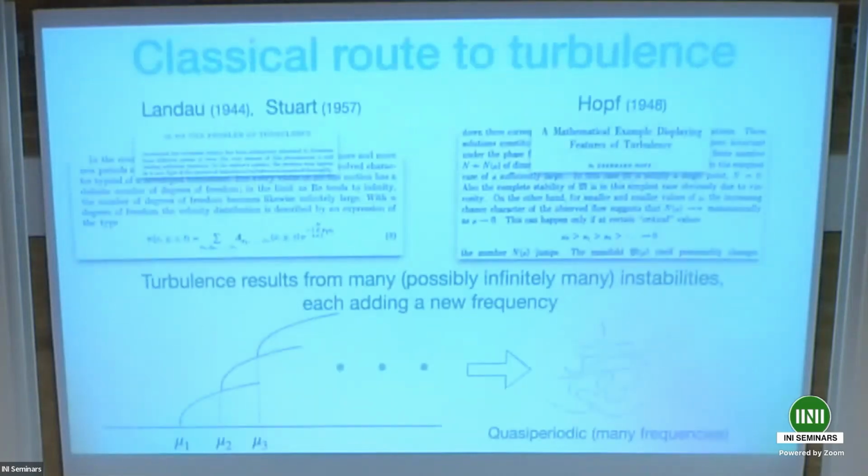And I thought I would put this in for historical context, and maybe for some of the younger people so that they recall some of these things, or if they haven't learned it. So these ideas date back to Landau, a famous paper in 1944, and Stewart, who did the kind of rigorous analysis of the Navier-Stokes in terms of bifurcations. So you think about the question, how do you go from laminar flow to turbulence, how does that happen?